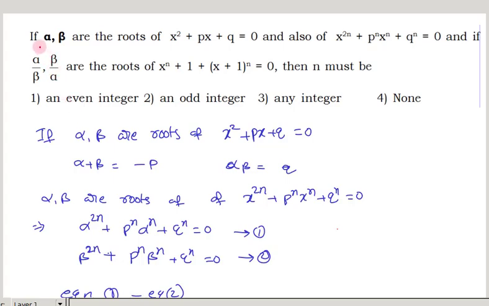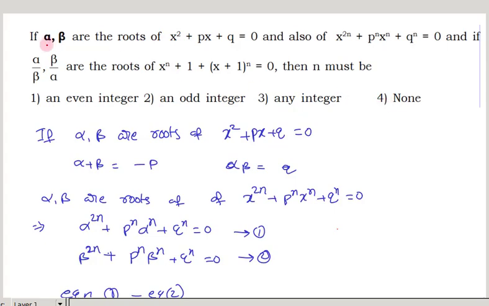Now let us observe a question. If alpha, beta are the roots of x square plus px plus q is equal to 0, and also of x to the power of 2n plus p to the power of n into x to the power of n plus q to the power of n is equal to 0, and if alpha by beta and beta by alpha are the roots of x to the power of n plus 1 plus (x plus 1) whole to the power of n is equal to 0, then n must be: first option, an even integer; second option, an odd integer; third option, any integer; fourth, none.